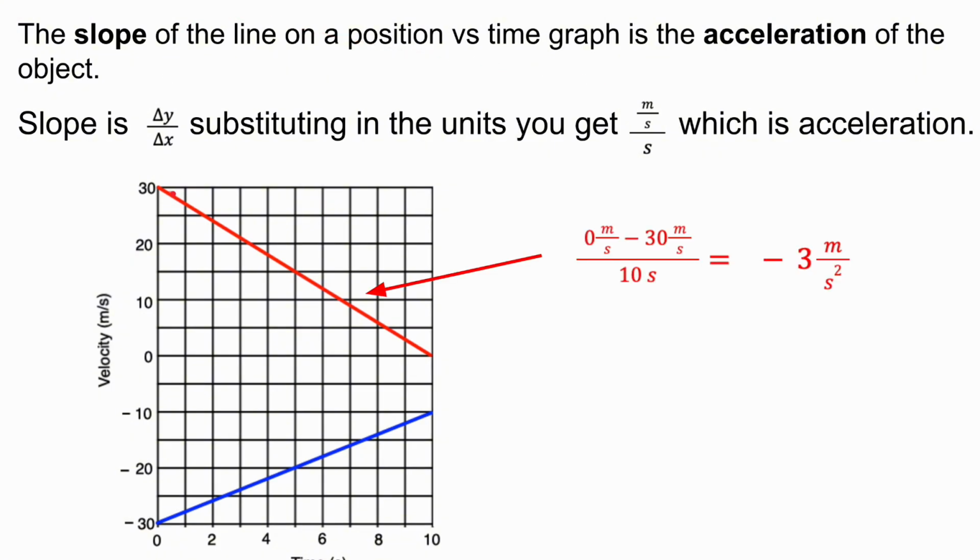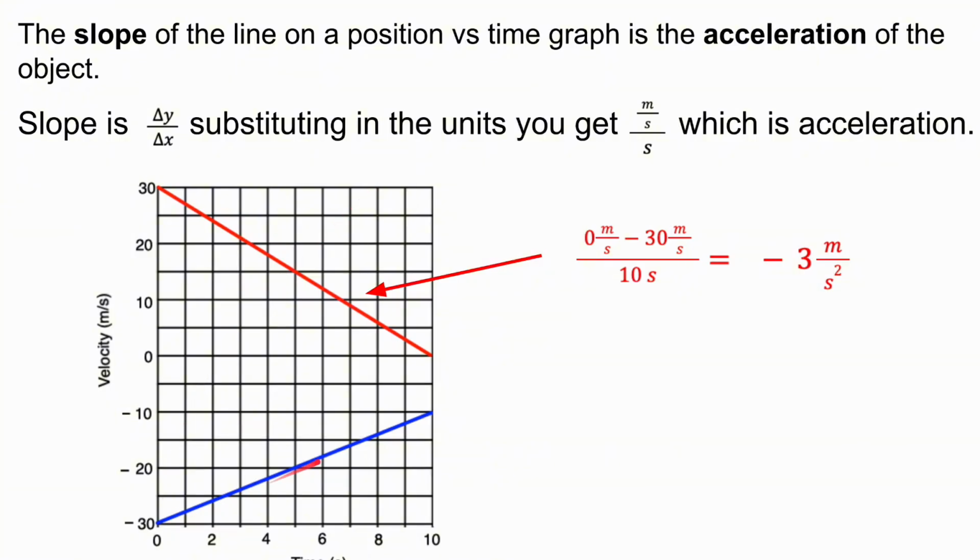So here I see a negative slope, so I know I have a negative acceleration. And if I calculate it, I'm going to say 0 minus 30 over 10, and that gives me an acceleration of negative 3 meters per second squared. That means each second is going negative 3, but it's going 3 meters less in the positive direction. Right? So let's look at the blue one here.